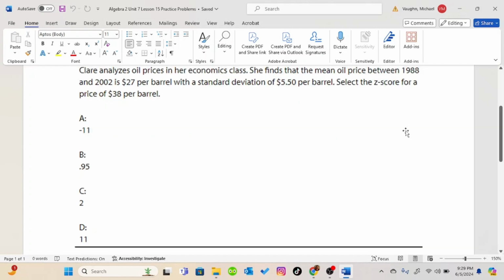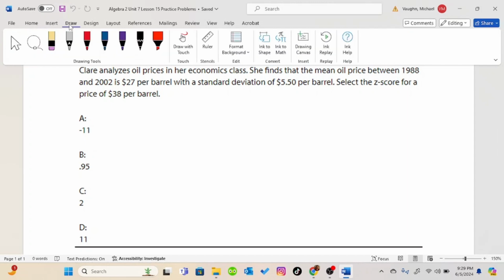Our first practice problem says Claire analyzes oil prices in her economics class. She finds that the mean oil price between 1988 and 2002 is $27 per barrel, with a standard deviation of $5.50 per barrel. Select the z-score for a price of $38 per barrel.